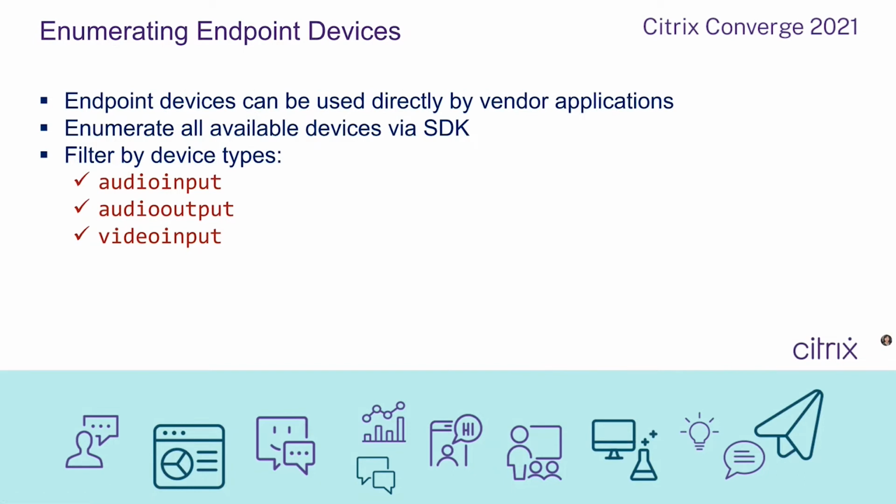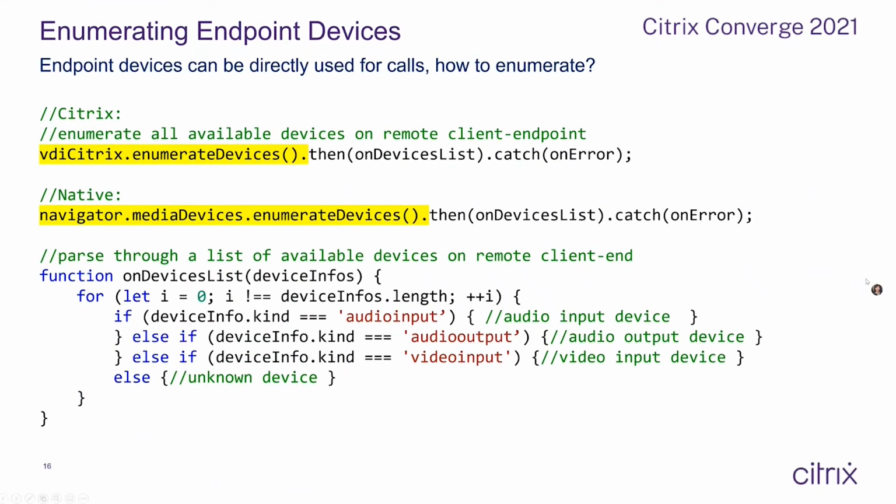For a successfully redirected session, the vendor application can directly use client endpoint media devices, and the apps can call a method to enumerate available devices on the client endpoint. Then filter devices based on device type. Supported device types are audio input, audio output, and video input. So here's an example of how we can enumerate all the available devices on the endpoint. The SDK enumerate device call is pretty much the same as the standard Navigator Web API, as you can see from this sample code.